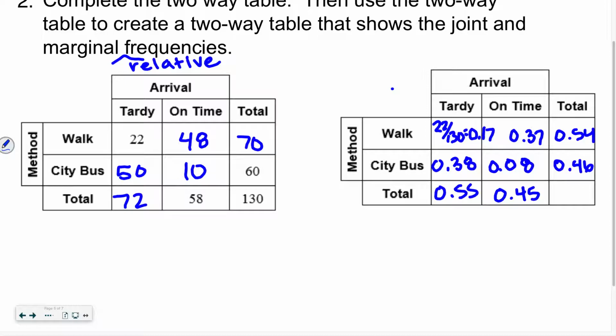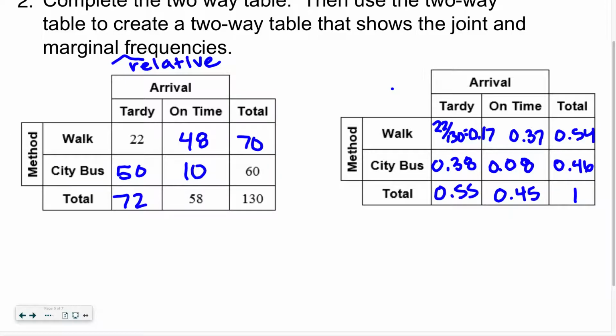Now, all the properties of the table should still hold when you do the relative frequencies if you divide every entry by 130. So like 0.17 plus 0.37 should add to make this total marginal frequency 0.54, which it does. Same for your columns. 0.37 plus 0.08 should add to make 0.45. It does. And then what do you notice both of these add to make? 1, which is 130 divided by 130. So this one should always be 1, okay, if you evaluate it, but not really necessary.